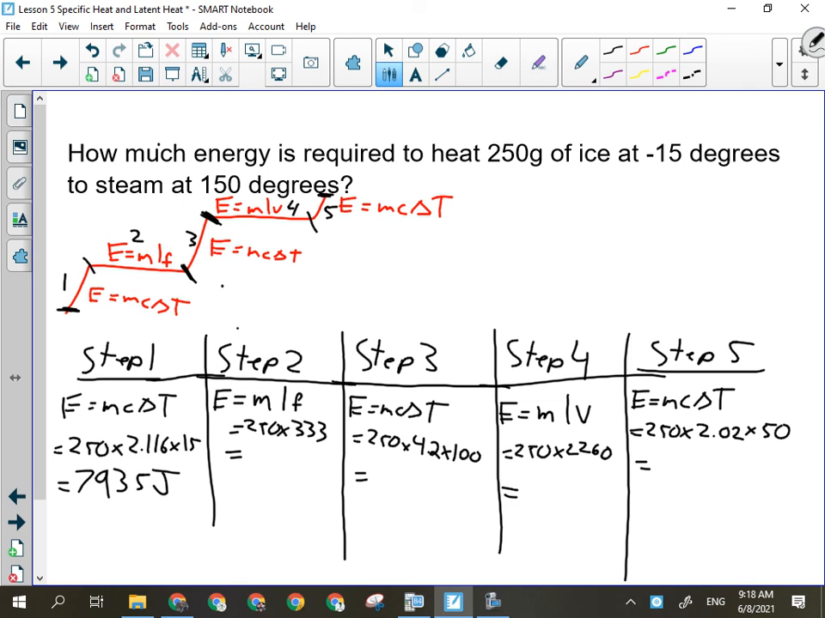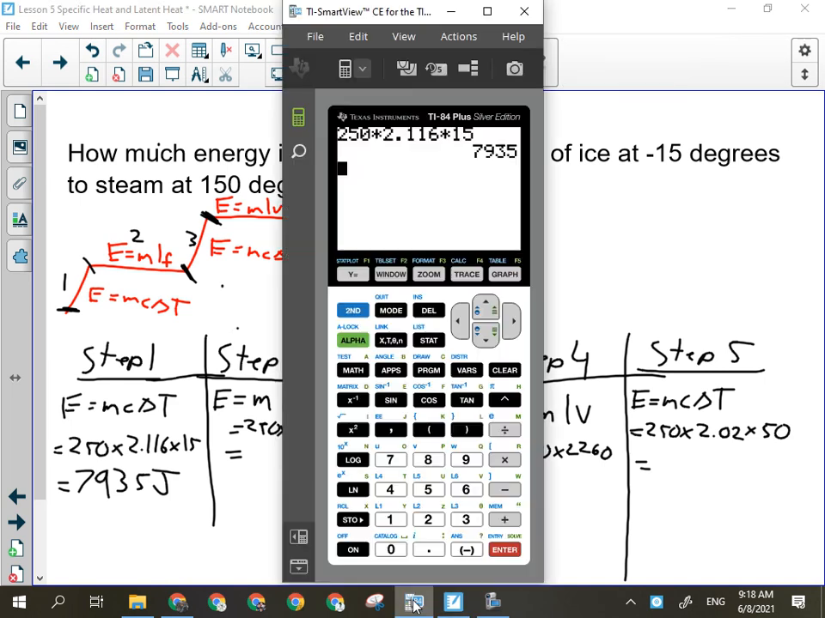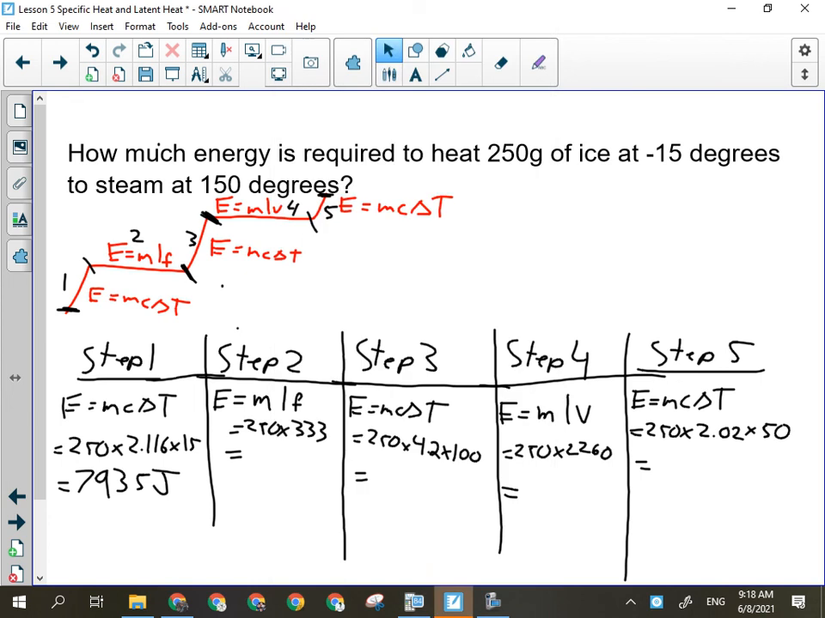Next step is to calculate how much energy is required to melt the ice. That was mass times 333, the latent heat of fusion of water. All right, 83,250 joules. What generally seems to take more energy, changing temperature or changing state? Changing state, yeah. Changing the potential thermal energy of something generally takes more energy than changing the kinetic.